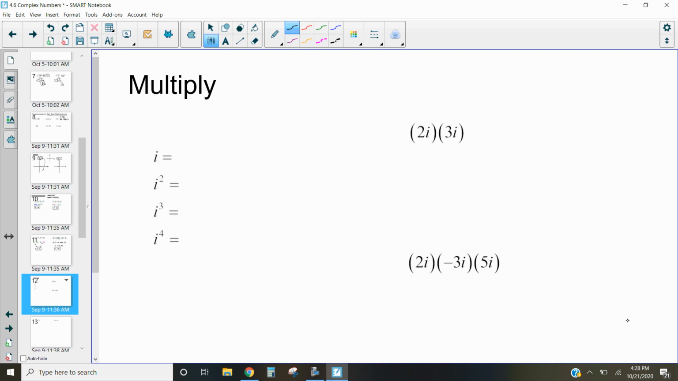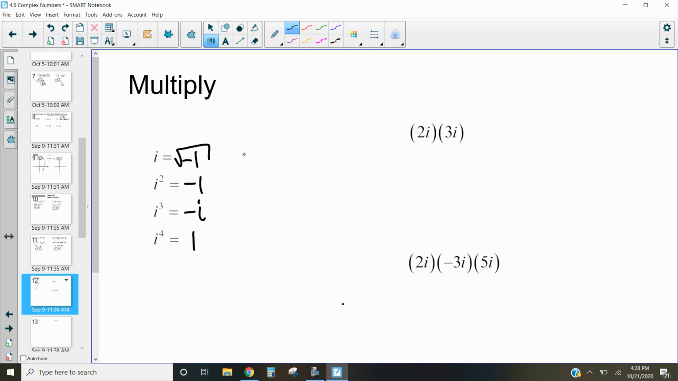So what happens is i is equal to the square root of -1. i squared is the square root of -1 squared, which is -1. And then i cubed is going to be negative i, because it's -1 times i. I to the fourth is going to be 1, because that comes from our -1 squared, or negative i times i, which gives us negative 1, which is a positive 1. So it follows this pattern.